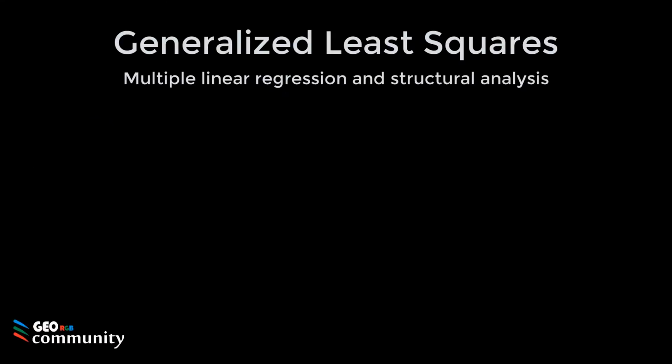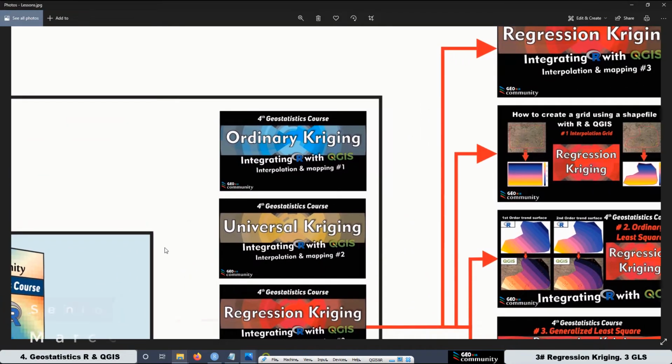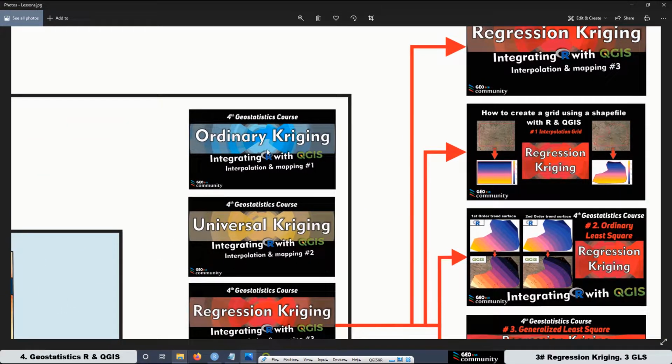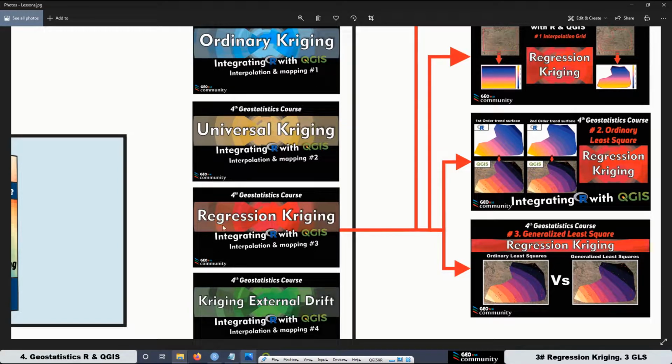Generalized Least Squares, Multiple Linear Regression and Structural Analysis. This is the fourth geostatistics course about kriging and cokriging interpolation and mapping. Remember that you have available the first lesson that was about ordinary kriging, the second lesson that was about universal kriging, and now we are working on the third lesson that is about regression kriging.